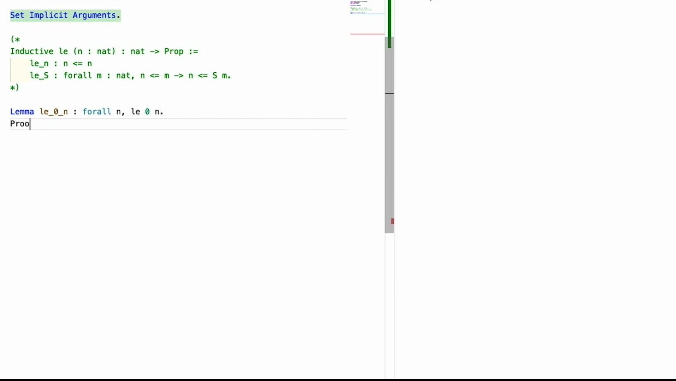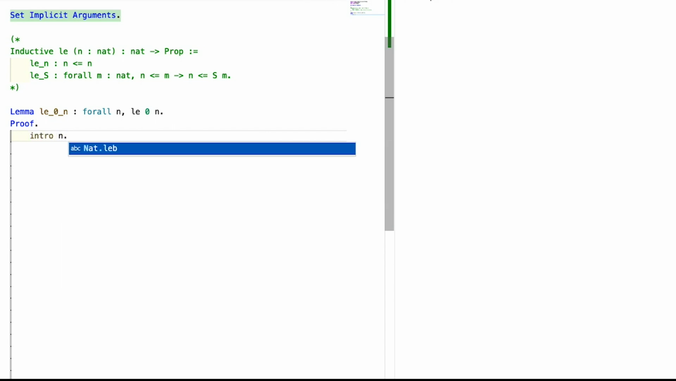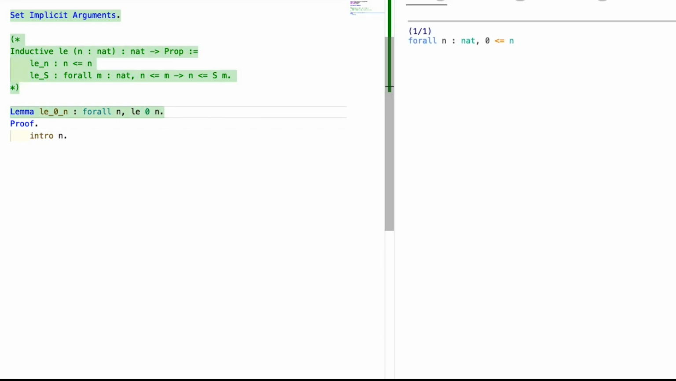And for our proof, we are going to introduce n. And now notice on the right side of my screen, when I start, it shows me the definition of my lemma for all n and for 0, as we showed here. We're saying for all natural numbers n, 0 is less or equal to n.